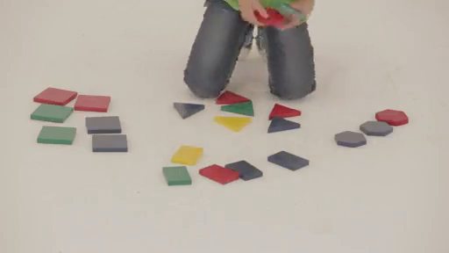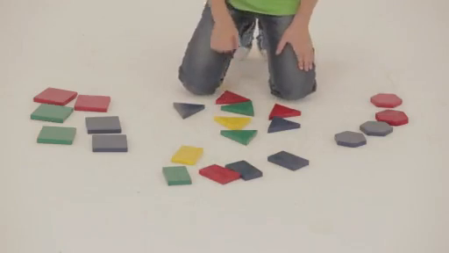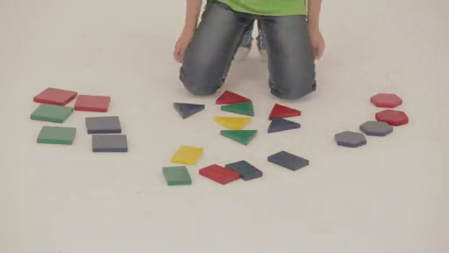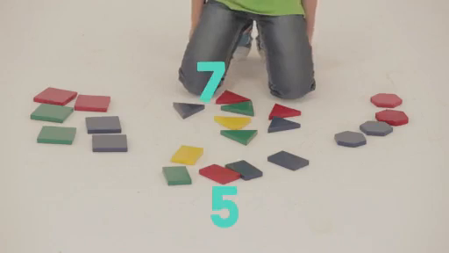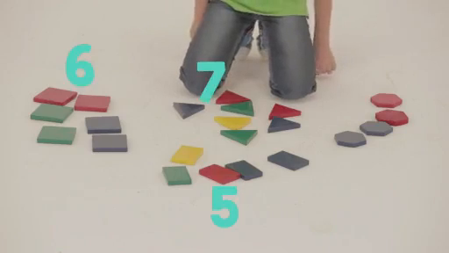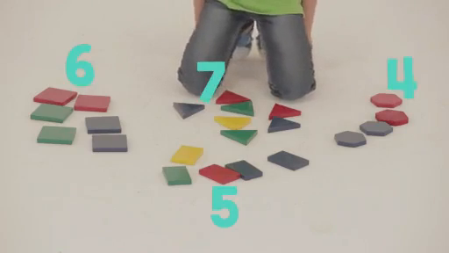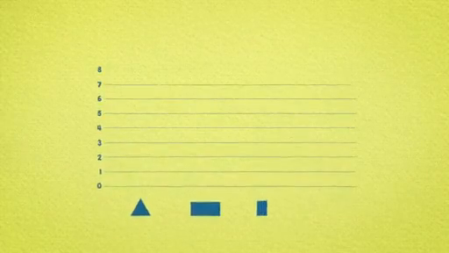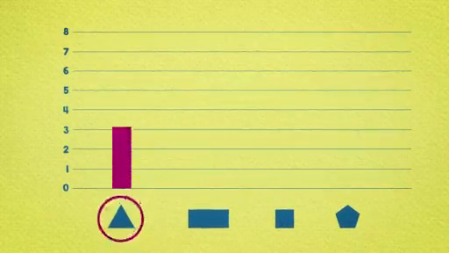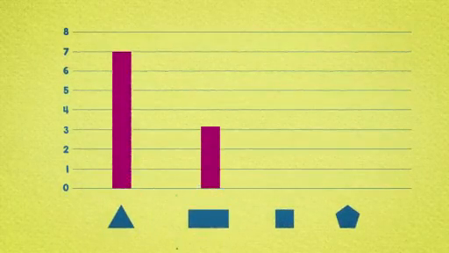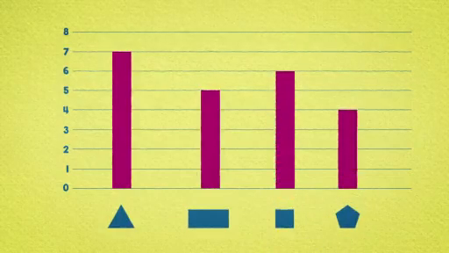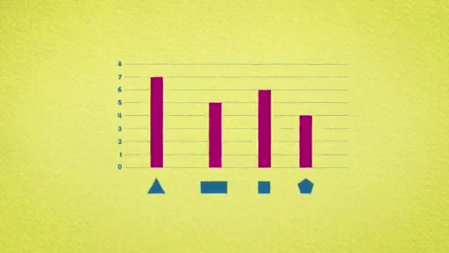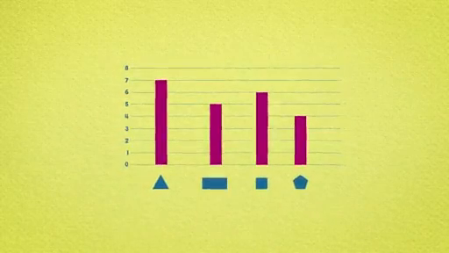Now let's help Mustafa organize these shapes into categories of triangles, rectangles, squares, and pentagons. We have 5 rectangles, 7 triangles, 6 squares, and 4 pentagons. We can represent these findings using a bar chart or bar graph. We have 7 triangles, 5 rectangles, 6 squares, and 4 pentagons. Once again, all this information is shown clearly in a clear bar chart.